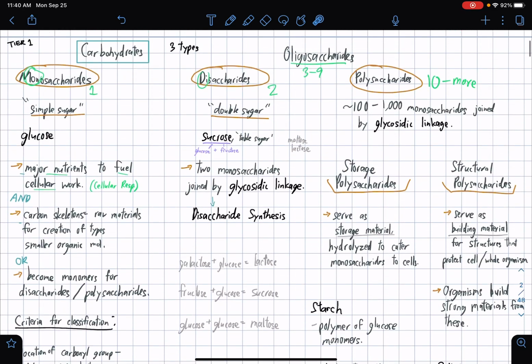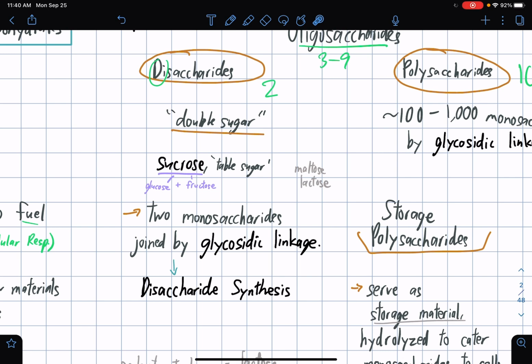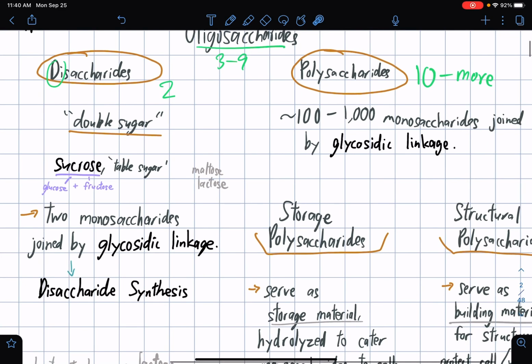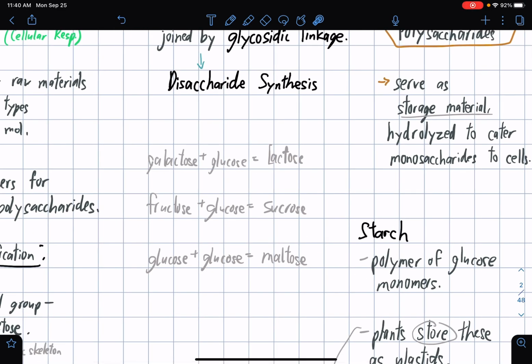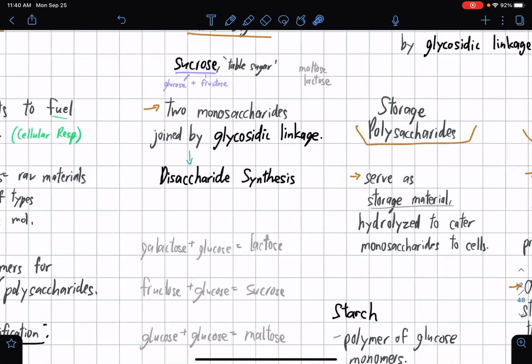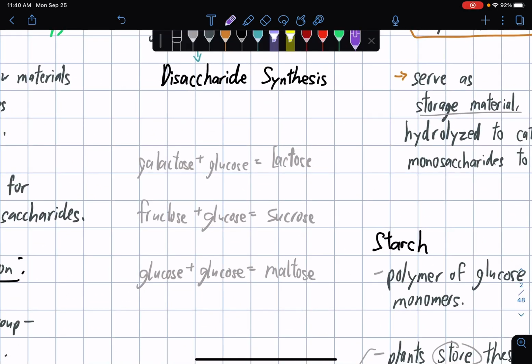Now, for disaccharides, in other words, double sugar. The most common example is sucrose, and this is basically two monosaccharides joined by glycosidic linkage. This is exactly the same process with polysaccharides, glycosidic bonding, and this results in disaccharide synthesis. So we have three examples of disaccharides. We have lactose, sucrose, and maltose.